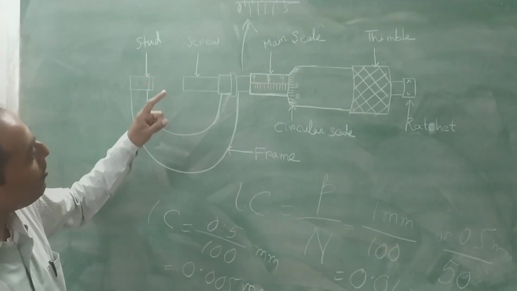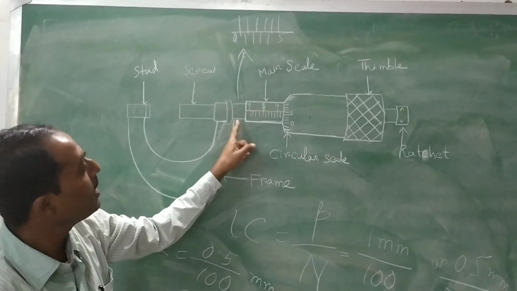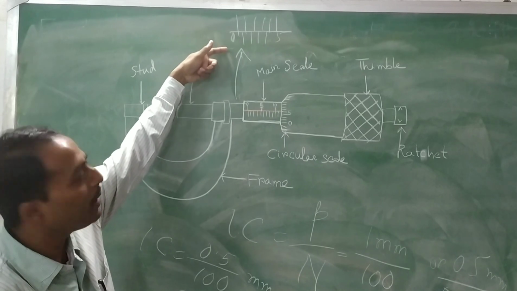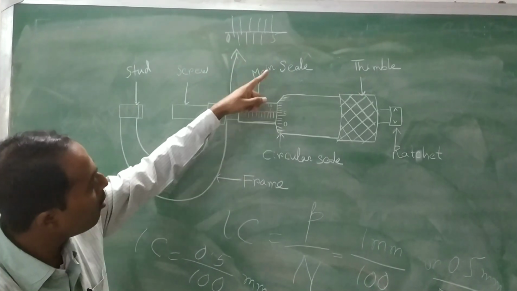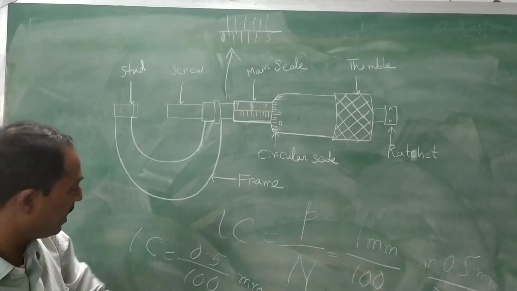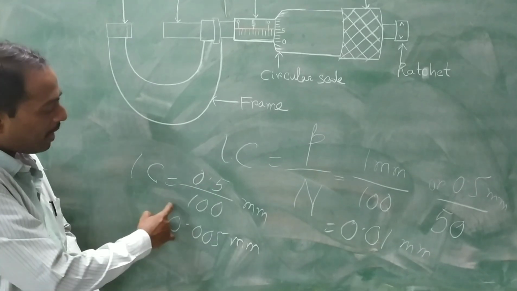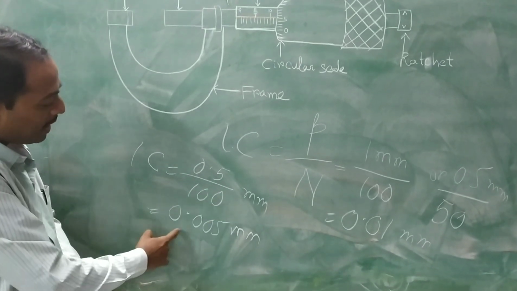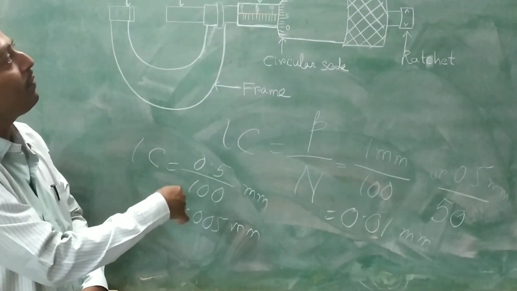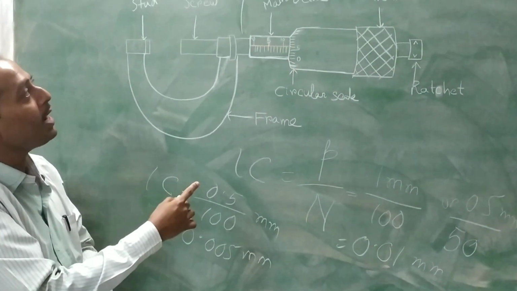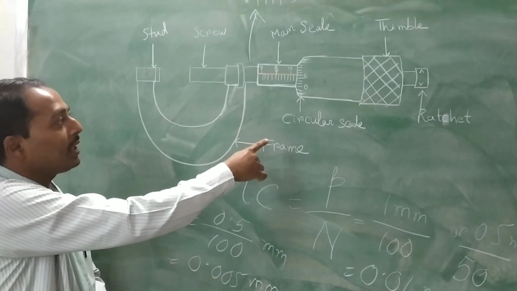But we have another type of screw gauge where the small division is 0.5 millimeter. In the general case it is 1 millimeter division, but in this special type of screw gauge the small division is 0.5 millimeter, and the corresponding circular scale has 100 divisions. So in that case, your least count will be 0.5 pitch divided by the number of circular scale divisions, 100, so it will be 0.005 millimeter. This is a special type of screw gauge. So before calculating the least count, we have to check the number of small divisions in the main scale as well as the number of divisions in the circular scale.